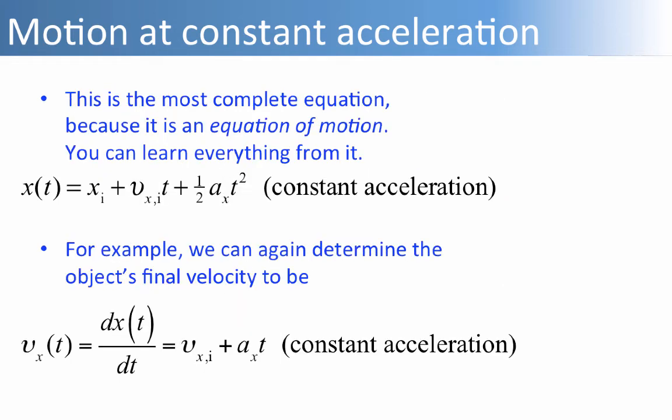Okay, so this is the most complete equation we can deal with because it is an equation of motion. Equation of motion is x of t. It describes the position of the object at any time, and we can learn anything. We can, for example, figure out the object's final velocity, and if we simply take the derivative of that expression, we get v sub x initial plus a times t, because when we take the derivative, we've got a 2 times 1/2, which gives us 1. So we've once again discovered that the final velocity, v at any time t, is equal to v sub x initial plus a t.